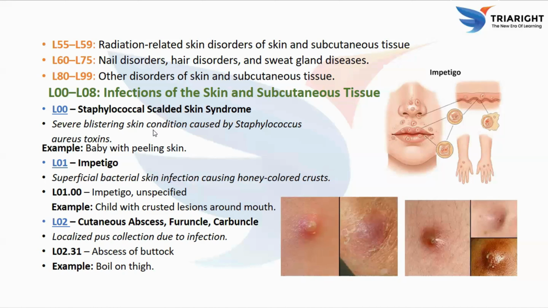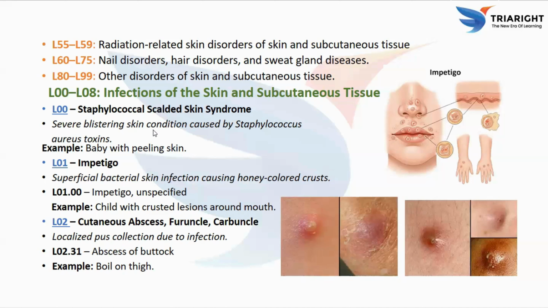So what does L00 describe? It is assigned for the staphylococcal scalded skin syndrome. What do you mean by staphylococcal scalded skin syndrome? It is a severe blistering skin disease caused by Staphylococcus aureus toxins. The skin appears peeling, red or raw, similar to scalding from hot water. It is very common in infants and also young children. For example, a baby with peeling skin. So which code do you have to assign? You have to assign the code L00.